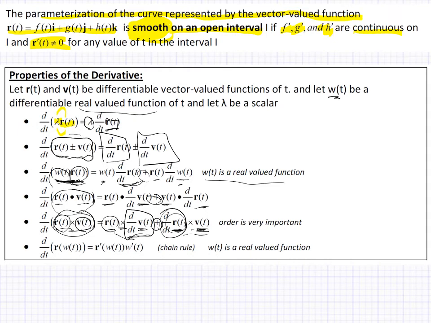So it still looks like the product rule, and still works where you do one at a time, but here the order does have to stay specifically in that way. Here I can mess around with this all I want and I'm still going to get the same answer because dot product is commutative anyway.